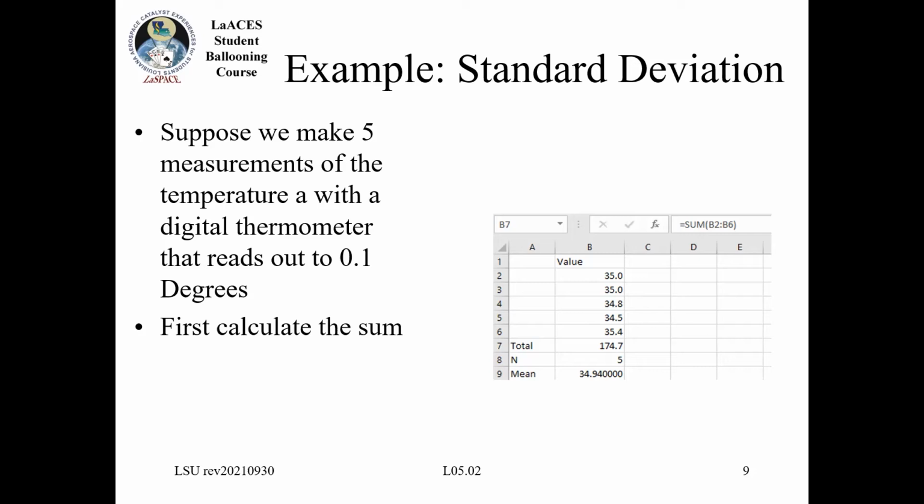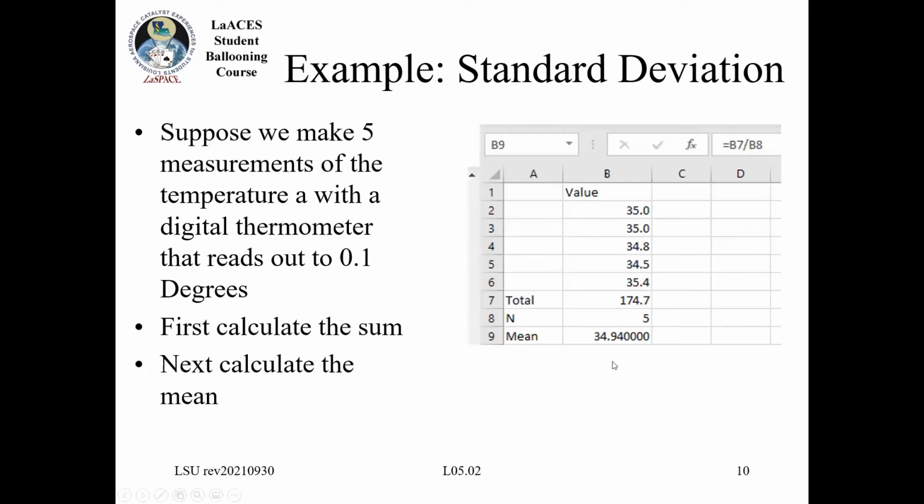So the first thing I want to do is calculate the sum, right? I'll add all of these values up and calculate the sum. Also, I want to note that I've taken 5 values, and that's what the n is here. I then want to take the average of those 5 values. That's pretty simple. I just divide that total value by the number of measurements. Fairly simple.